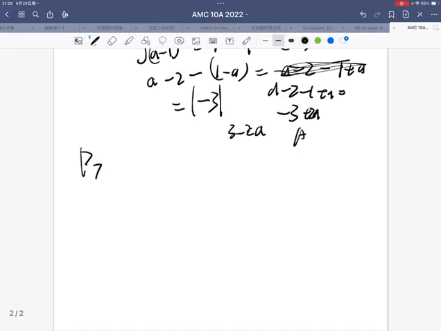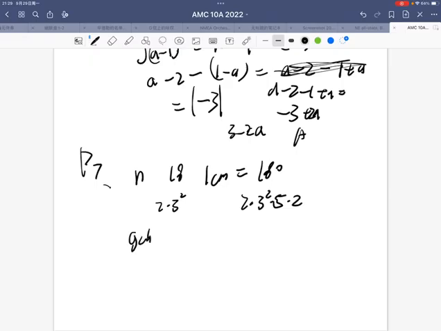Okay, in this problem we have n and 18 has an LCM of 180. And we just prime factorize. 18 is obviously 2 times 3 squared. 180 is 2 squared times 3 squared times 5. And then the GCD of n and 45 is 15. 45 is obviously 3 squared times 5, and 15 is 3 times 5. And then play around, n is obviously 60, which gives you the sum of 6.